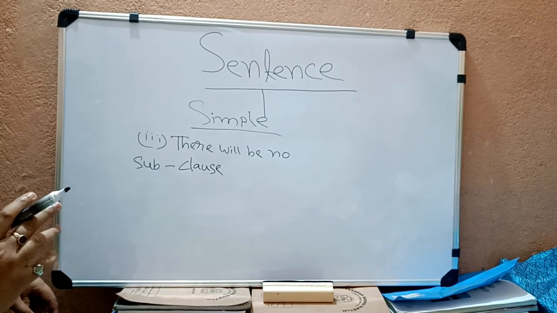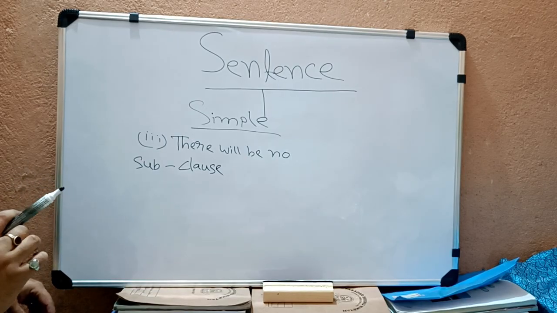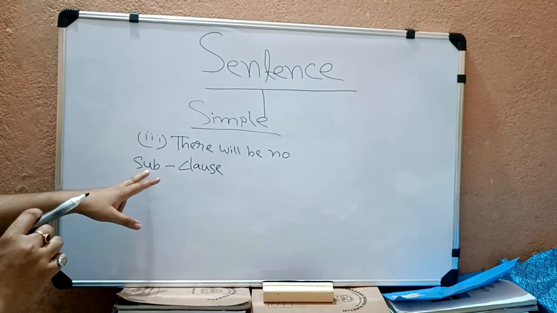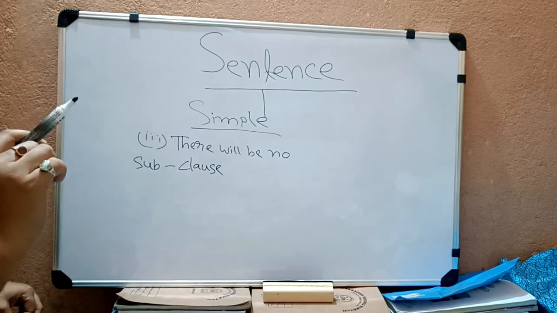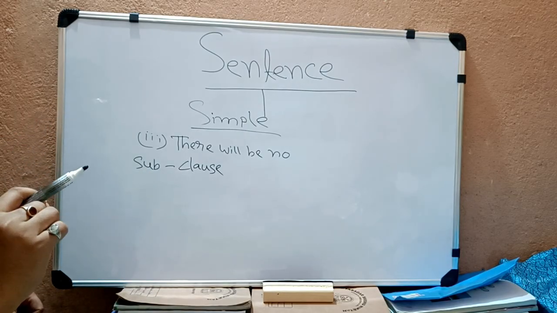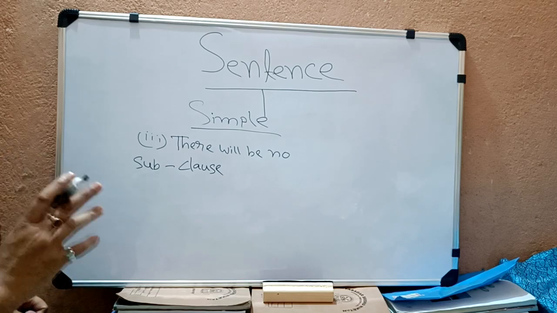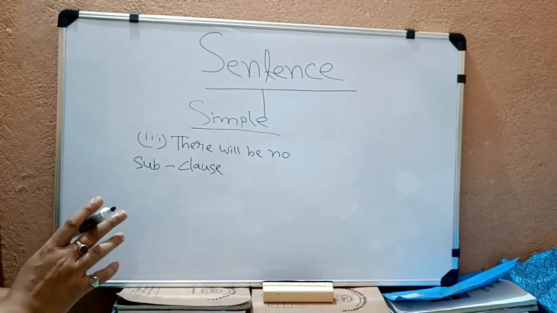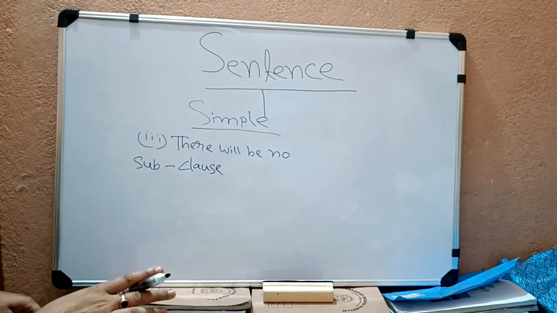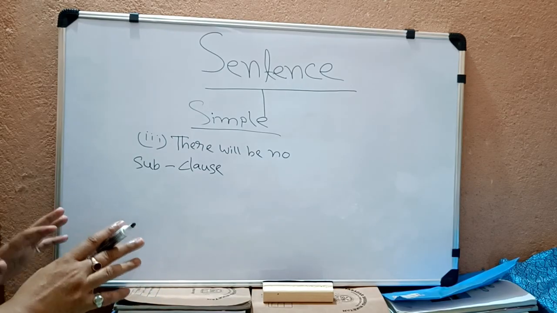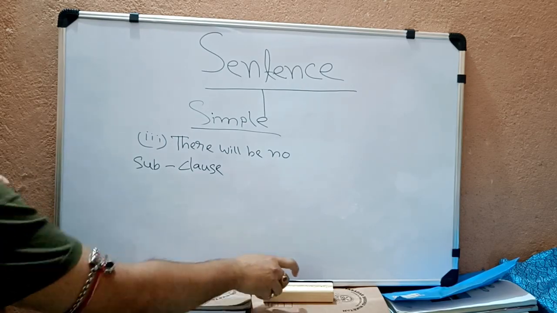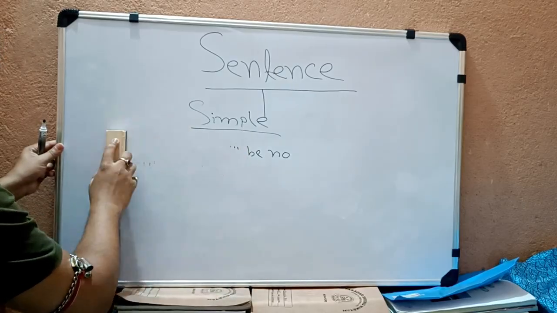सिंपल सेंटेंस में सब क्लॉज नहीं रहेगा. क्यों? क्योंकि सब क्लॉज रहेगा तो उसमें भी एक verb रहना चाहिए. It is mandatory to have a finite verb in a sub clause and also a linker. So that's why in a simple sentence there will be no linker, no finite verb. Okay, let's clear it.